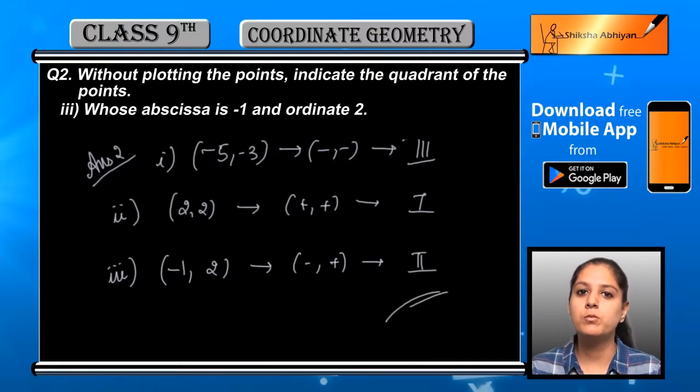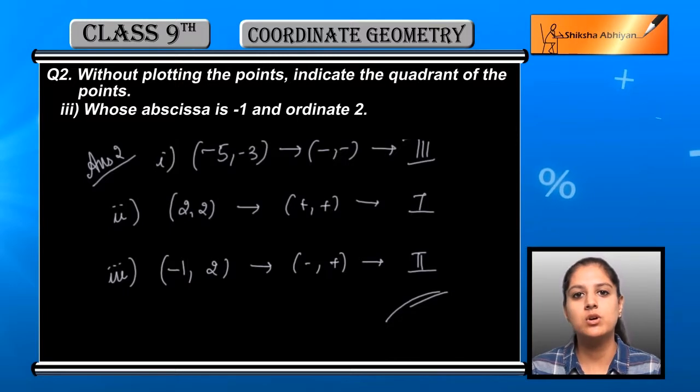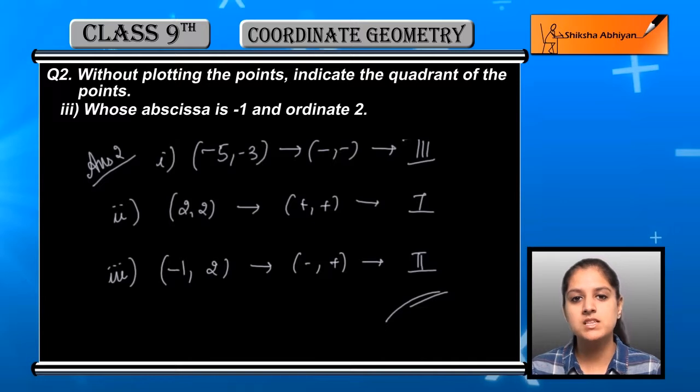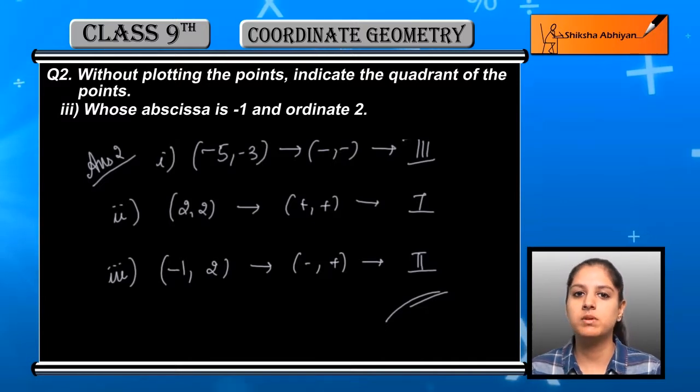Fine. So without plotting the points हम कैसे लिख सकते हैं कि कौन से quadrants हैं? 4 quadrants हैं. आप उनके sign conventions learn कर लीजिए. Signs में convert करके उनको फिर quadrant में classify कर सकते हैं.